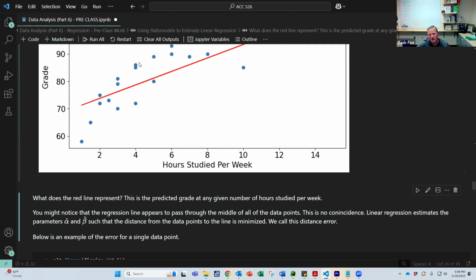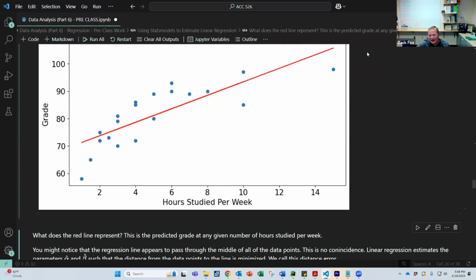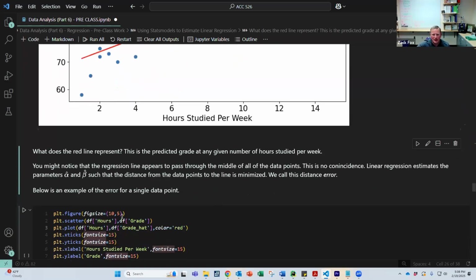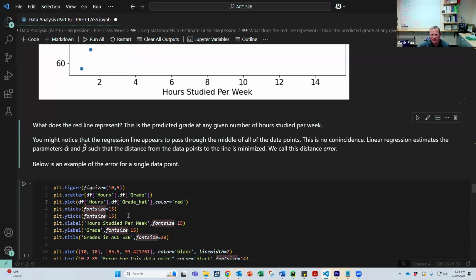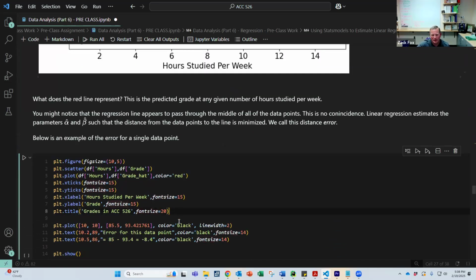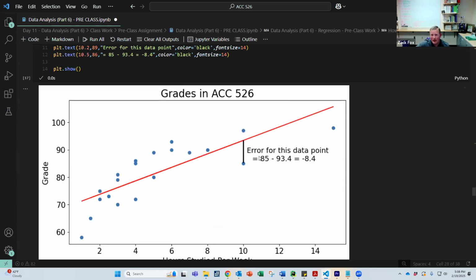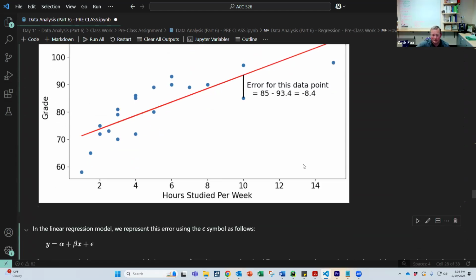We called this distance error. So here to here, here to here, here to here. This line is going to plot the best line so that these distances are minimized, right? We want the error to be as small as possible, okay? So below it, here is an example of the error for a single data point. Okay, I'm going to run this now, and we're going to look at what this figure looks like. Okay, so here's a single data point. The error for this is 85 minus its predicted value of 93.4, which is negative 8.4.